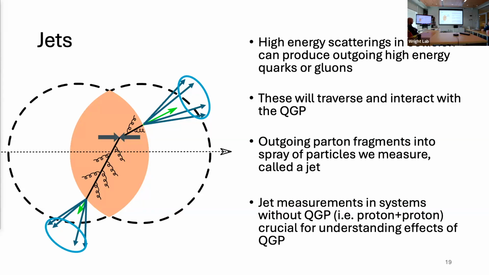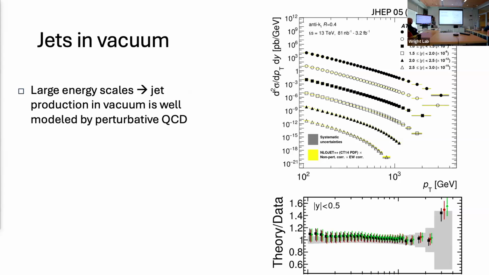I wanted to highlight here that jet measurements in systems without QGP are also extremely important for understanding the effects of QGP, because it provides the reference for what the jet production looks like in the absence of the medium. And jets are our probe because if you look at them in the vacuum, in this reference system, the production is extremely well modeled by perturbative QCD because of the energy scales involved. And so here's a plot of the jet cross section measured in ATLAS in proton-proton collisions, and you can see that the calculations agree very well with the measurements.